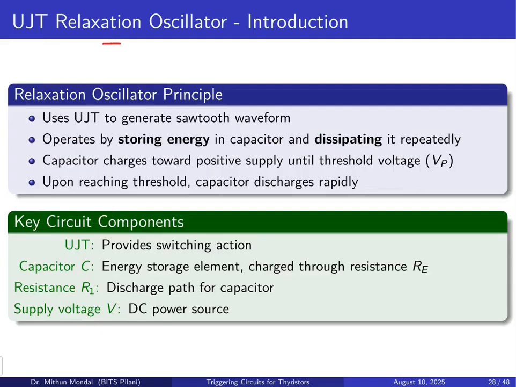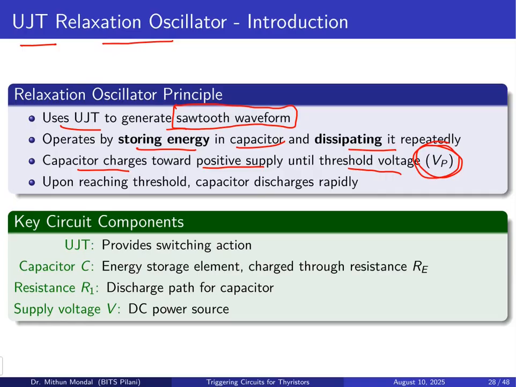What is a relaxation oscillator in the context of UJT? A relaxation oscillator uses the UJT to generate a sawtooth waveform. So when we require a sawtooth waveform, we use a UJT, and that is known as the relaxation oscillator. It operates by storing energy in the capacitor and dissipating it repeatedly. The capacitor charges toward the positive supply until the threshold voltage, given by Vp. We have already derived the expression for Vp, and upon reaching the threshold limit, the capacitor will discharge rapidly.